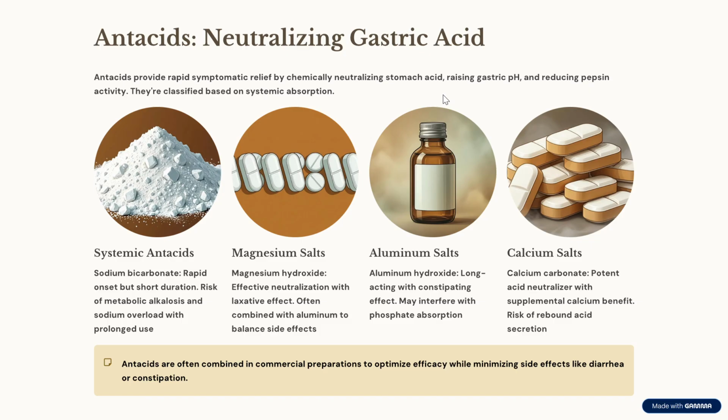sodium bicarbonate, which has rapid onset but short duration of action. Since it is a systemic antacid, there is risk of metabolic alkalosis and sodium overload with prolonged use. The second class of antacids is non-systemic antacids, which may be magnesium containing salts, aluminum containing salts, or calcium containing salts.